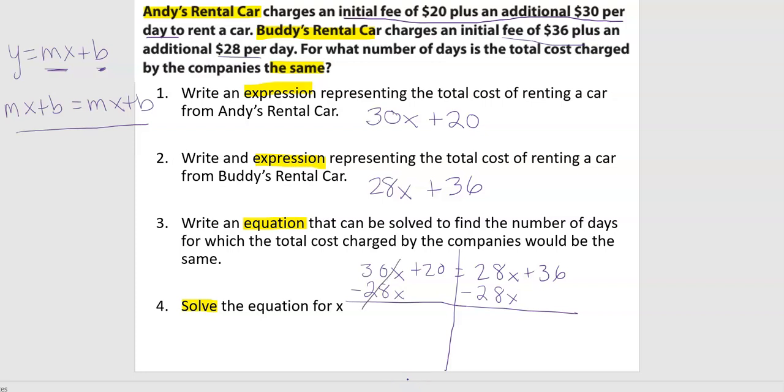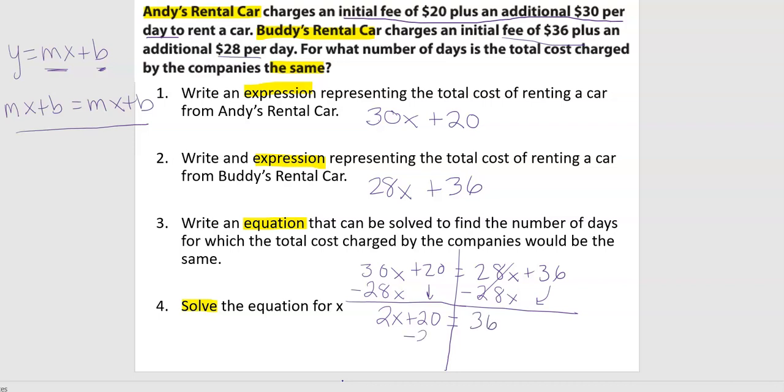30 take away, whoops, that's not right. Hold on. 30 take away 28 is 2x. I'm going to bring down my 20. 28 take away 28 is 0, and that means the only thing on this right-hand side is 36.